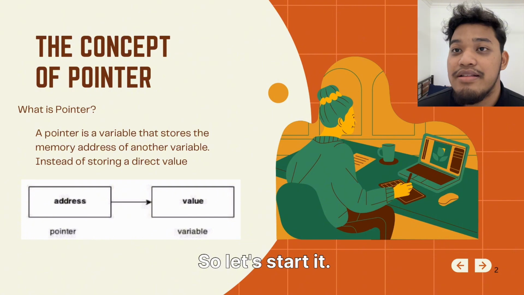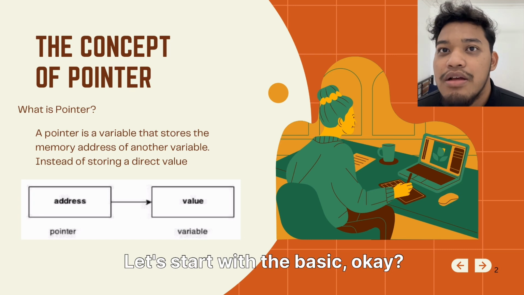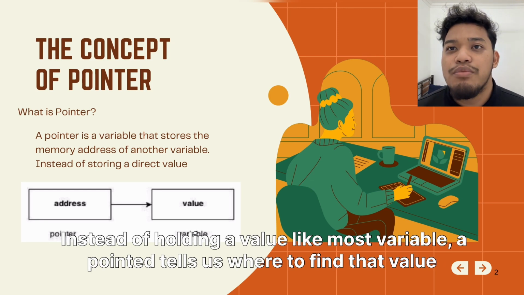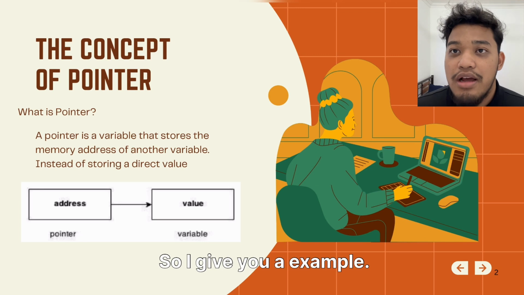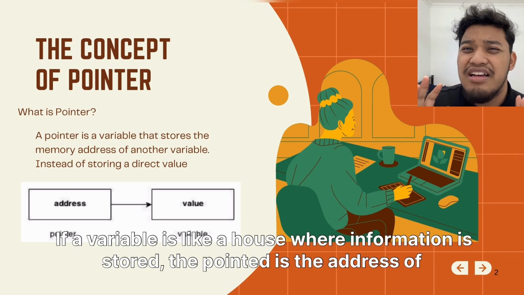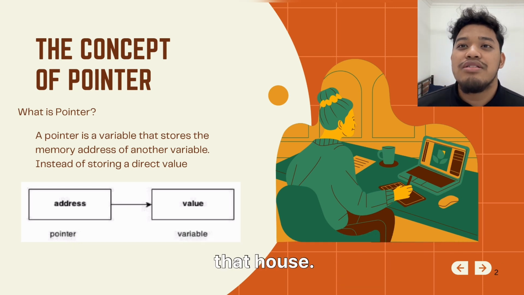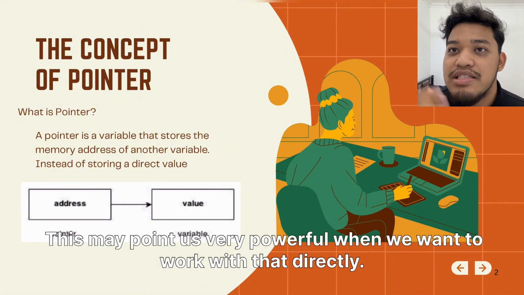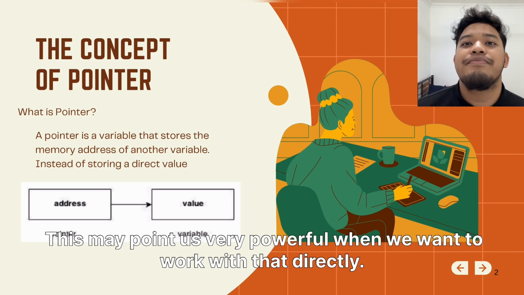So let's start. So guys, what is a pointer? Let's start with the basics. Think of a pointer as a signpost. Instead of holding a value like most variables, a pointer tells us where to find that value in the computer's memory. So I'll give you an example. If a variable is like a house where information is stored, the pointer is the address of that house. It's not the house itself, but a way to find it.